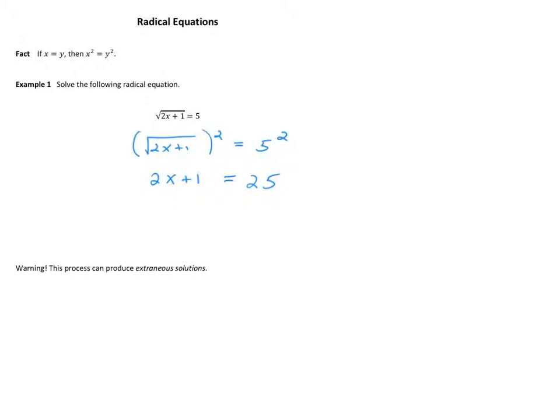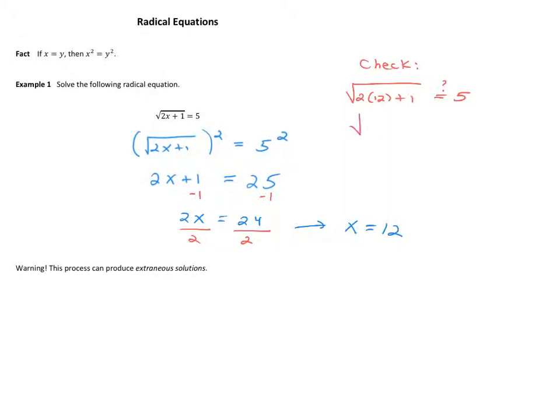I will subtract 1 from both sides, and then divide both sides by 2. And here I have my answer, that x is equal to 12. And it might be a good idea to check to see why this value actually works. So here I'll just, off to the side, check my answer. So I will put 12 in place of x and ask if this is equal to 5 when I'm done.